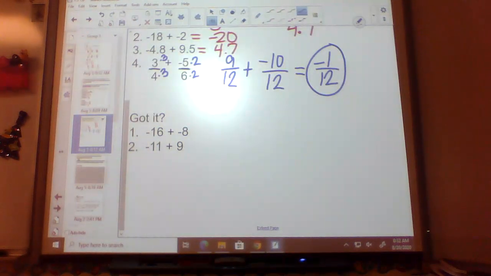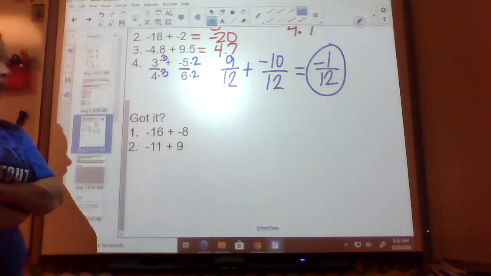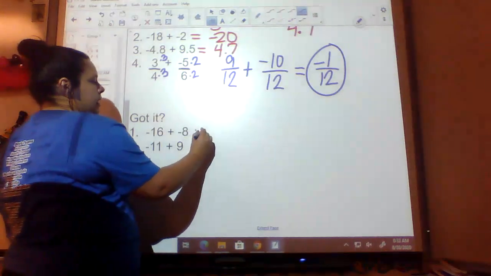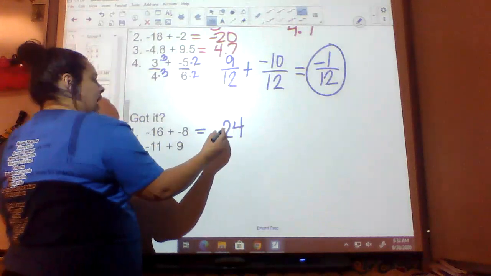And then we'll keep moving. So go ahead and pause me, try these two, and then we'll go back over them. All right, so negative 16 plus negative 8. They're same sign, so I'm going to add them together. So 16 plus 8 is 24. Same sign, add and keep the sign.